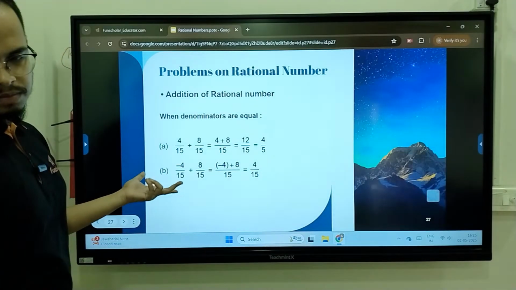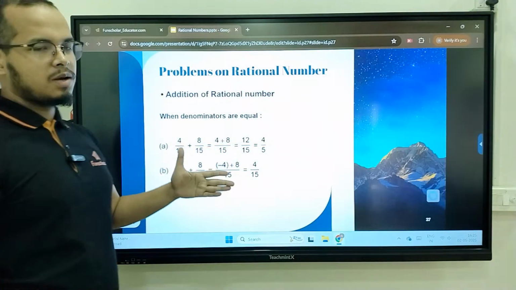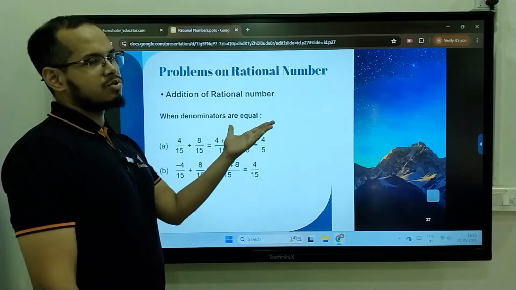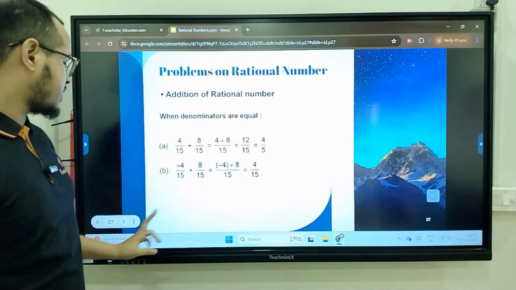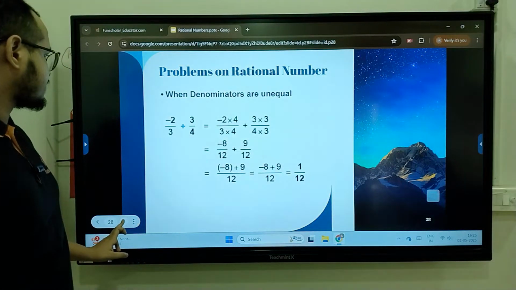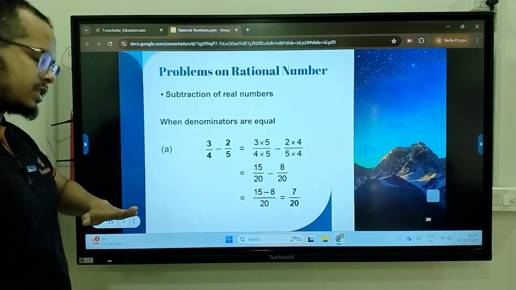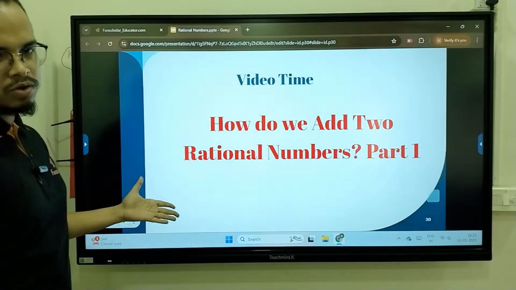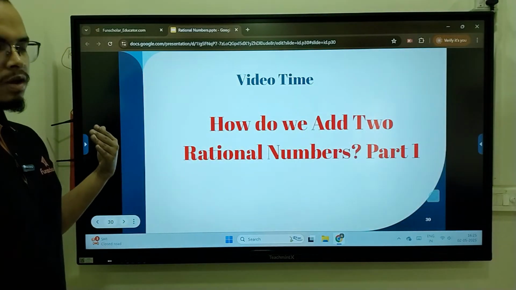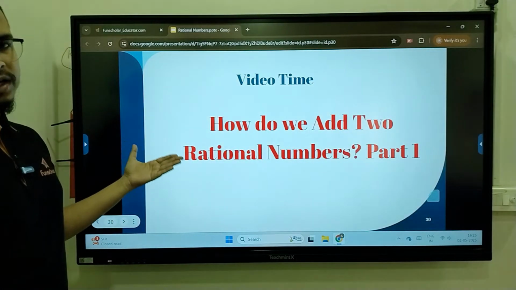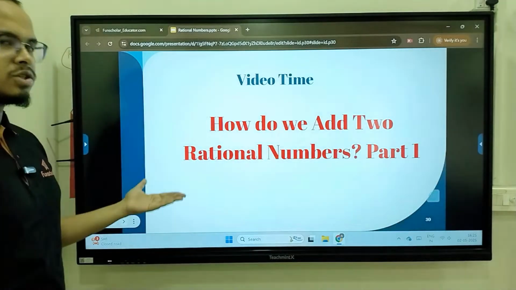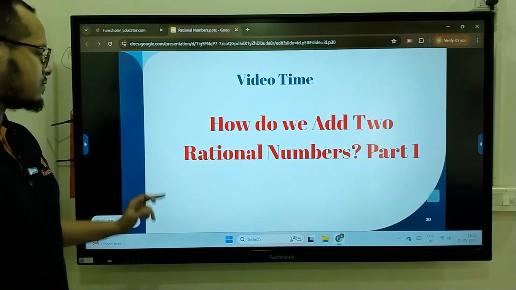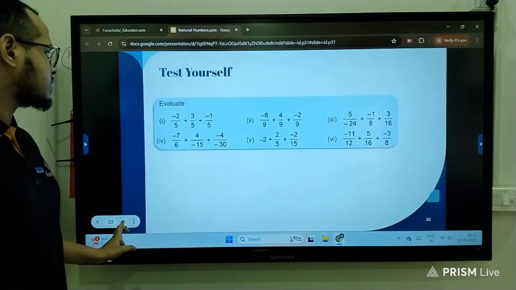Now, addition of rational numbers. Addition of rational numbers is absolutely the same as addition of fractions. If you know addition of fractions, you know addition of rational numbers. Let's head straight to the sums. Subtraction is the same as for fractions. I think you are already used to addition, subtraction, multiplication and division of fractions. If you know that, you know how to do it for rational numbers as well.